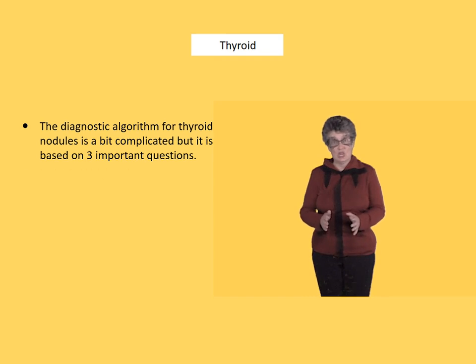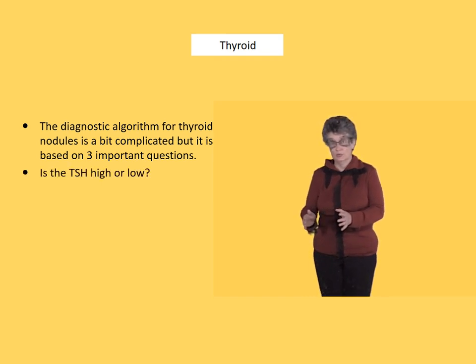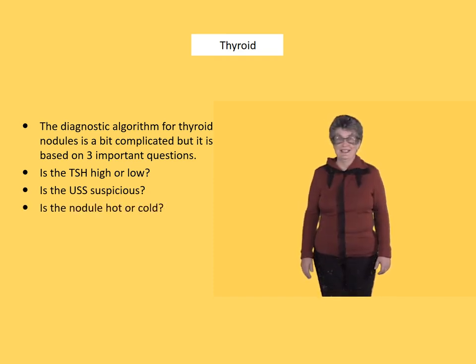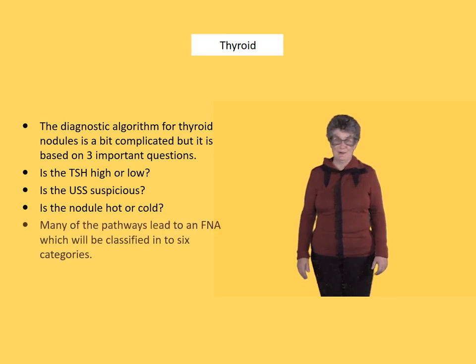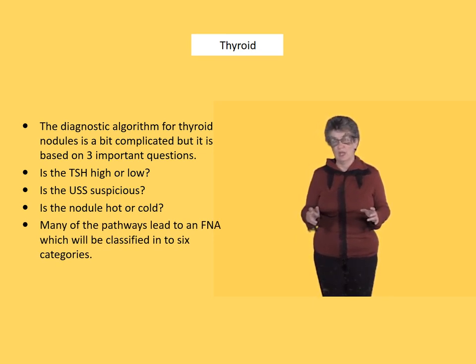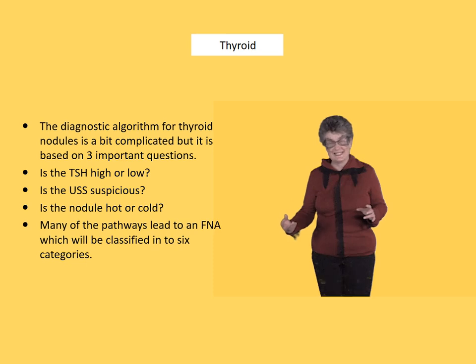Is the TSH high or low? Is the ultrasound scan suspicious? And does the radionucleotide scan mean the nodule is hot or cold? Most of the pathways lead to a fine needle aspiration of the thyroid. The report you get back from the fine needle aspiration will be classified into 6 categories, which tell you what to do.